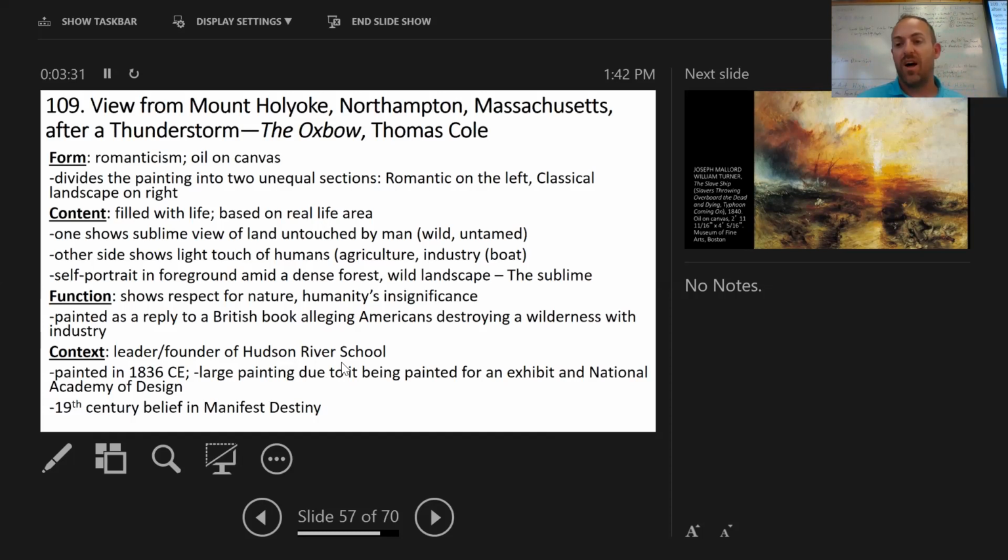The word sublime gives off this idea that we are beyond human rationality, right? And so this is kind of the idea that we get. It's this kind of laid back, almost surrealistic idea of land. So this shows the sublime view of land, untouched by man, the wild, the untamed, right? This is that left-hand side.